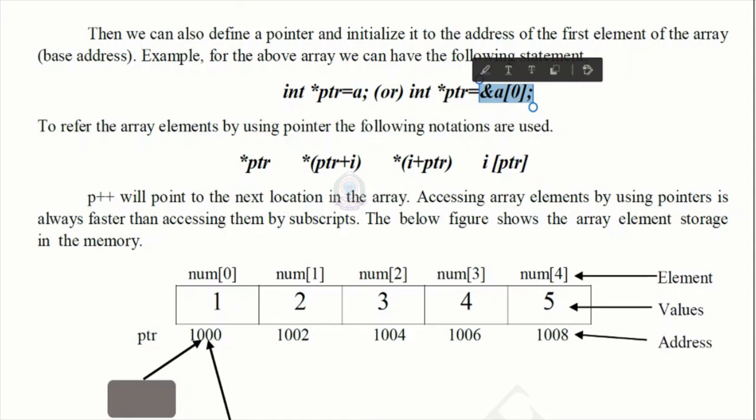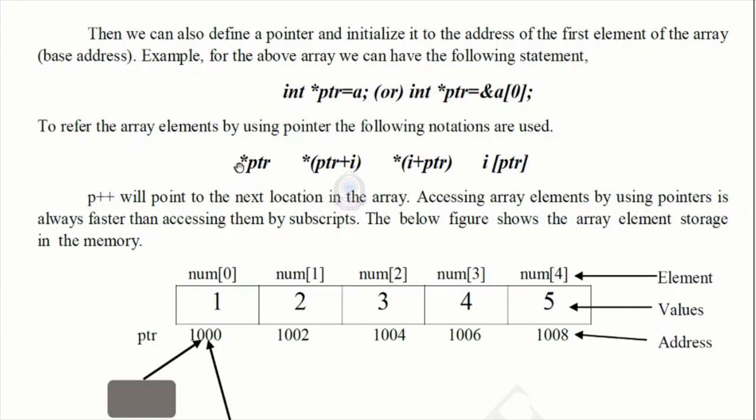What is this address of a? Address of a of 0 is the first variable. What does a store? A stores the first variable's address. So there is no need to write ampersand, because a itself stores the address. Here I am writing ampersand because I am giving the address of a of 0 to ptr. So this is also correct. When I assign a pointer to an array, this initialization is also correct. You can use either of these two.